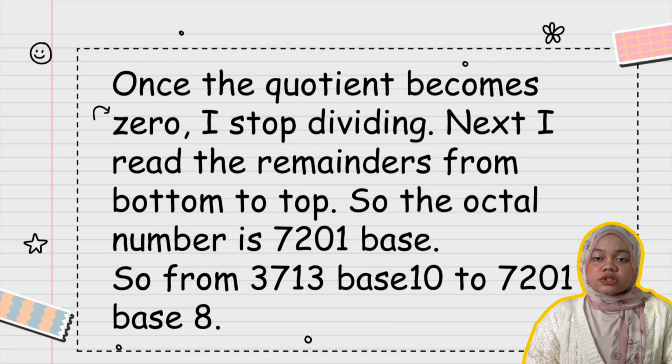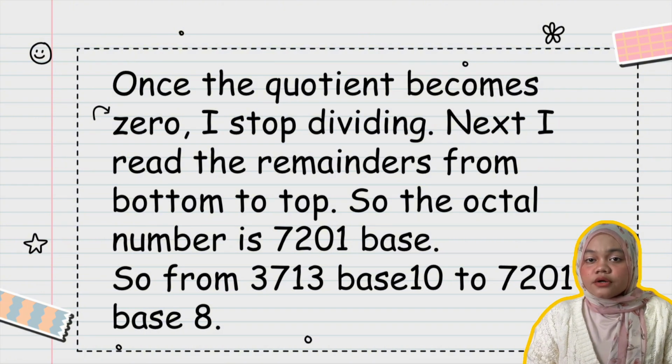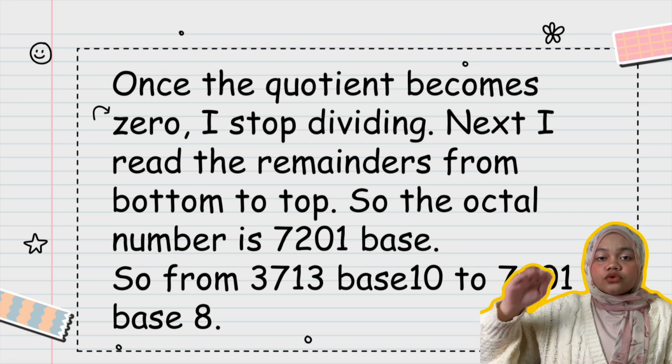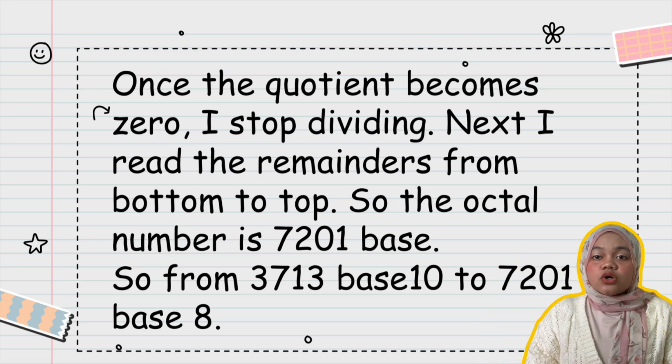Once the quotient becomes 0, I stop dividing. Next, I read the remainders from bottom to top. From bottom to top, the octal number is 7201. Therefore, from 3713 base 10 to 7201 base 8.